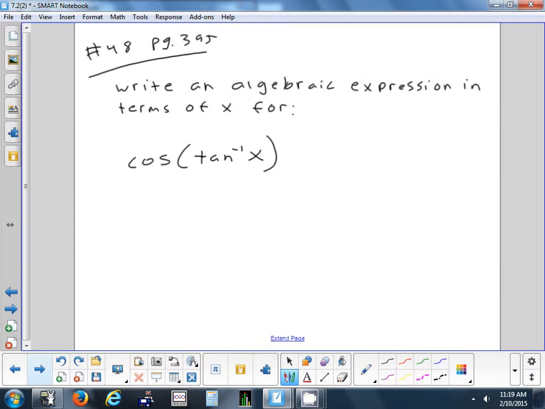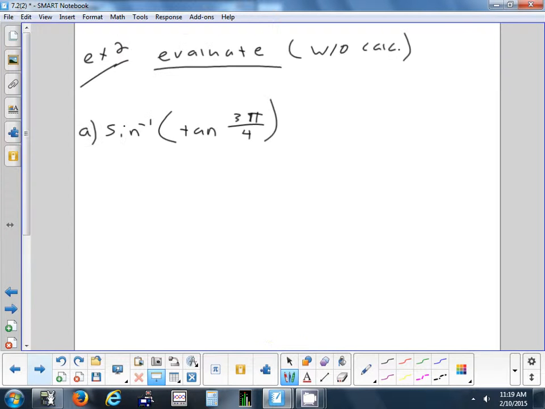All right. I'm going to skip over this one. Okay, it's pretty much the same as the other ones you did. Start by writing inverse tangent x equals theta. Rewrite it so it's x equals tangent theta. Draw your diagram. Use Pythagorean theorem. And then once you have your diagram, they want the cosine, adjacent over hypotenuse. Okay? I'll leave that one for you guys.